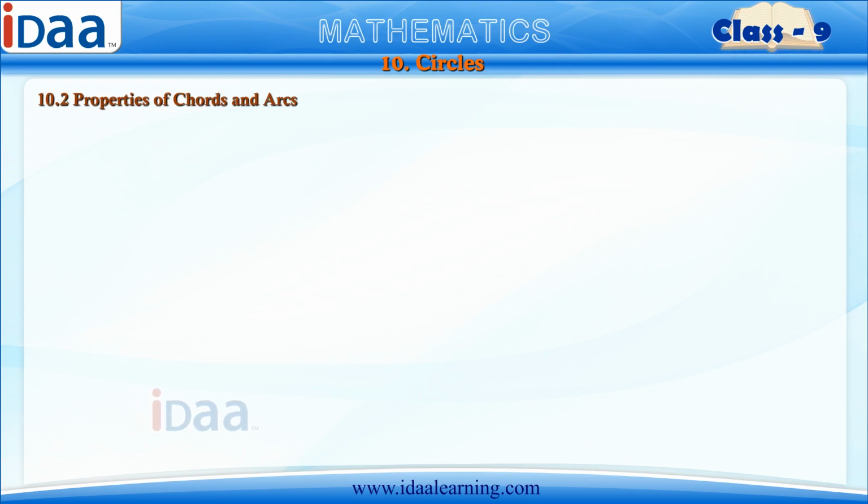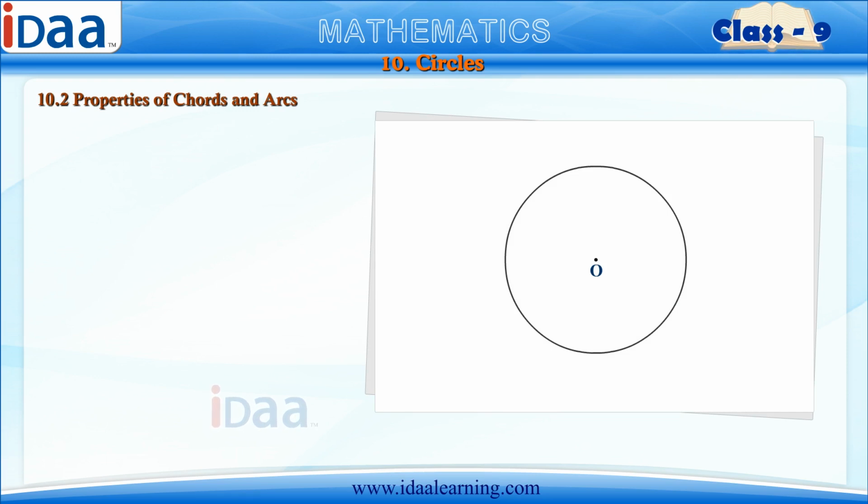Properties of chords and arcs. Activity 1. Draw any three chords of different lengths of a circle with center O. Draw angles AOB, POQ and ROS.